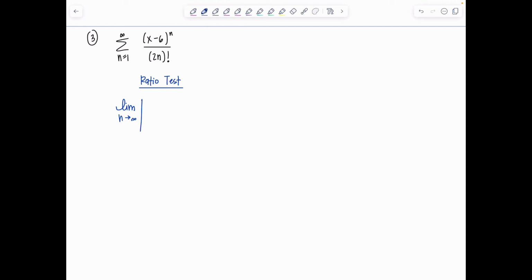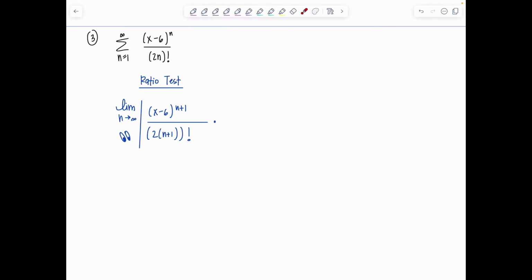Limit, n goes to infinity, absolute value, (x minus 6) to the n plus 1 over, watch out, (2n plus 1) is in parentheses, please, factorial. Did we get it? Let me put my watch out eyeballs here. Watch out, don't mess that up.